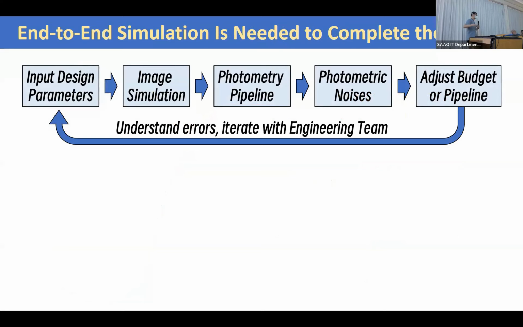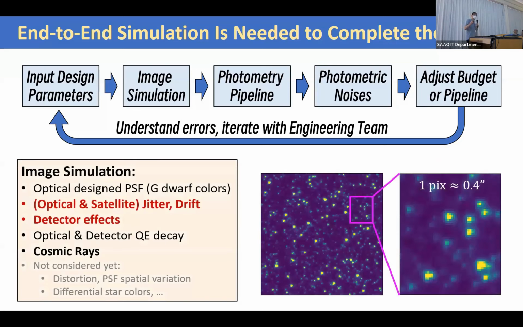So we input some design parameters and we use these parameters to simulate images. And then we do the photometry on these simulated images to get the photometric precision. And then based on that, we basically know how the noise is correlated with all the input parameters and designs. And we just adjust our error budget as well as software. And also this will be iterated with the engineering team.